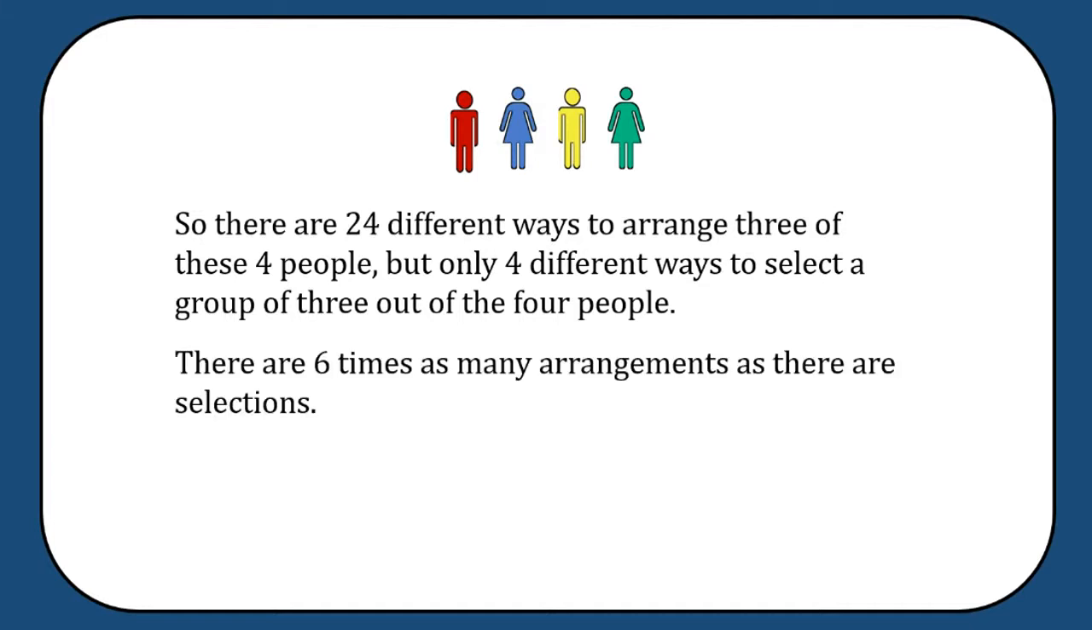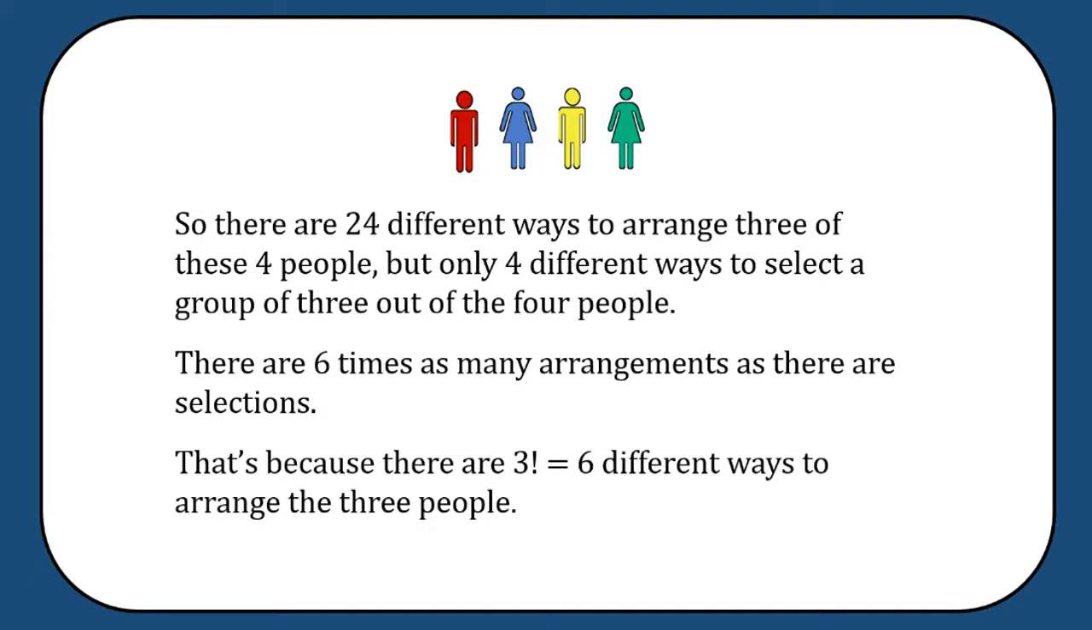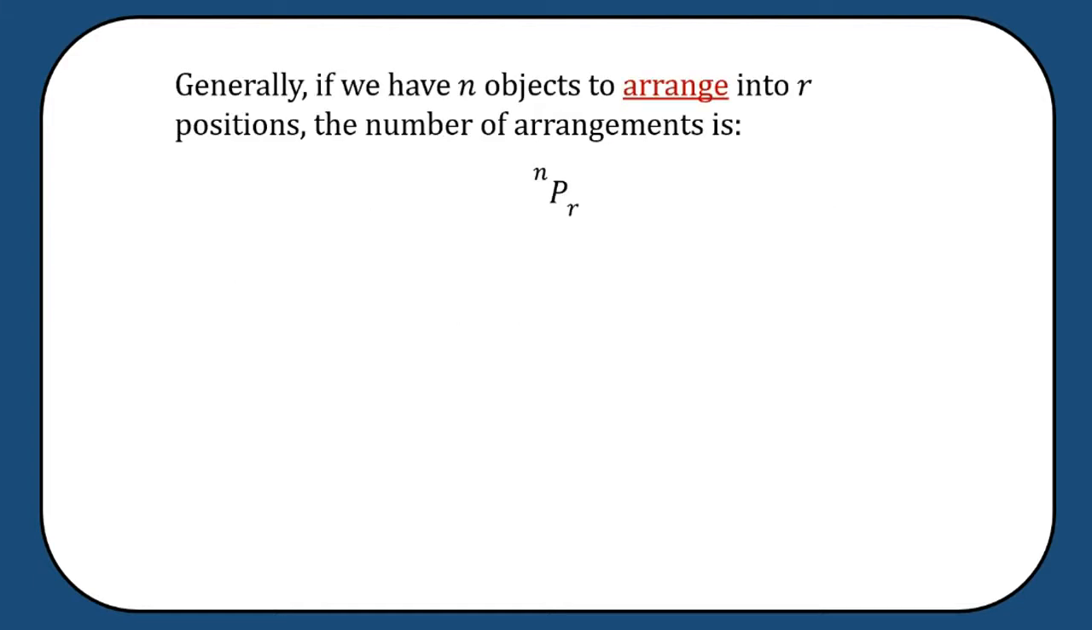So that means there are 6 times as many arrangements as there are selections. And that's no coincidence. That's because there are 3 factorial, which is 6, different ways to arrange 3 people. We saw in those columns on the previous slide that for every possible selection, there are 6 different ways that they can be arranged. So the number of arrangements is 6 times too much for the number of selections.